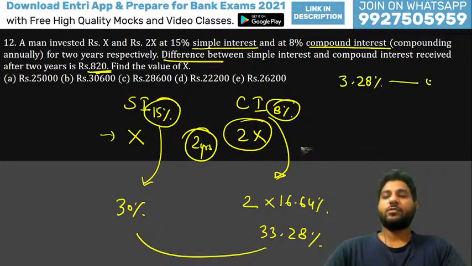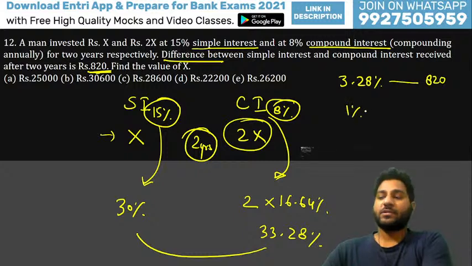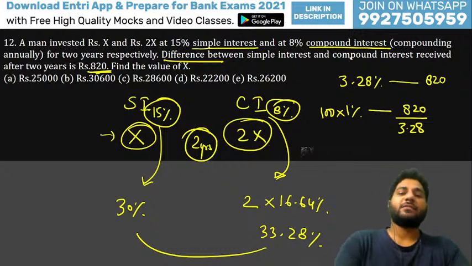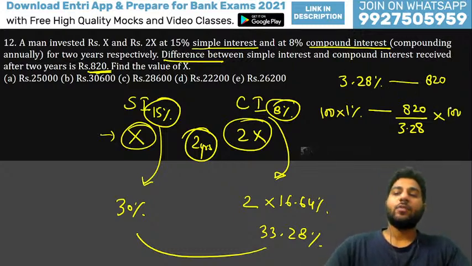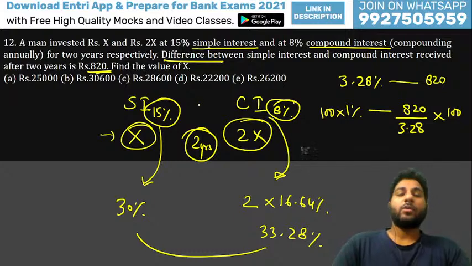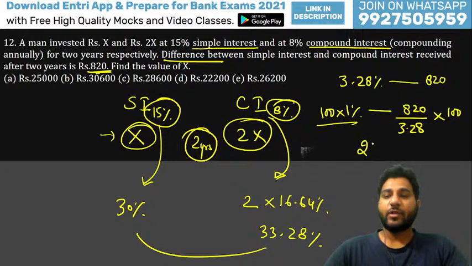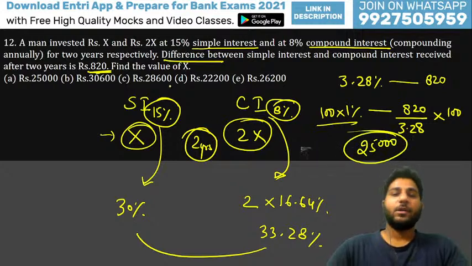3.28% equals 820. So 1% equals 820 by 3.28. When you multiply it with 100%, then you will get the value of what? X. If they had asked you about the compound interest principal, then you would have multiplied with 200%. So you don't need to worry about it. All you have to do is to solve this question, and you will get the answer as 25,000. So your option A is the correct one.